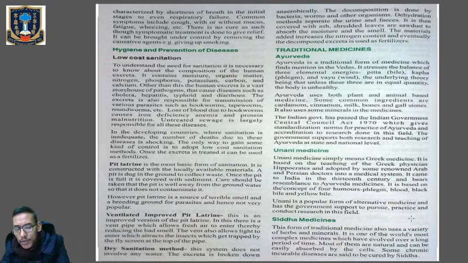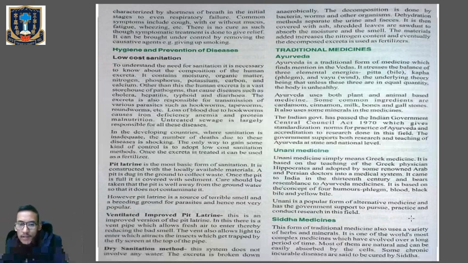So Ayurveda uses both the plants and animals based medicines. Some common ingredients are cardamom, cinnamon, milk, bones, and gallstones. It also uses minerals in the medicines. The Indian government has passed the Indian Medicine Central Council Act in 1970, which gives the standardization norms for the practice of Ayurveda and accreditation to research done in this field. So the government will support both the research work in the field of Ayurveda and the teaching of Ayurveda also in the state and national level.